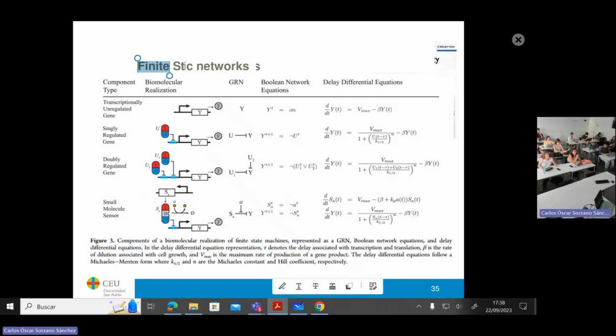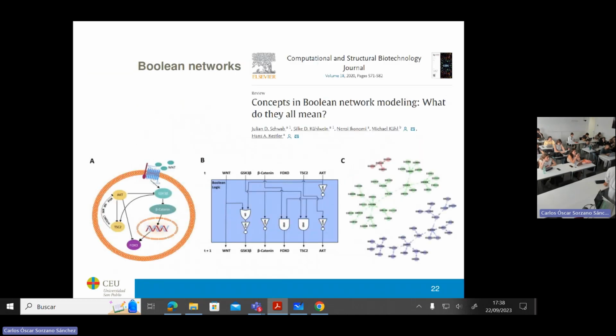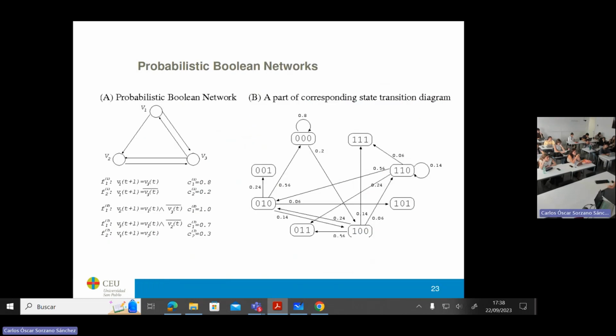And then you may do it in a kind of simplified world where the concentration of proteins can only take a couple of values, a couple of states. And then you have all the Boolean networks that we saw before, and these probabilistic changes that we saw. So either you may think of this is U, this is Y, this is whatever, and then how they evolve over time.